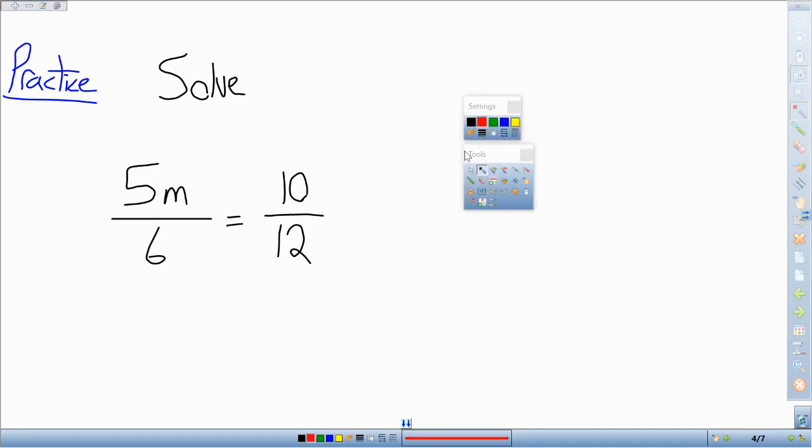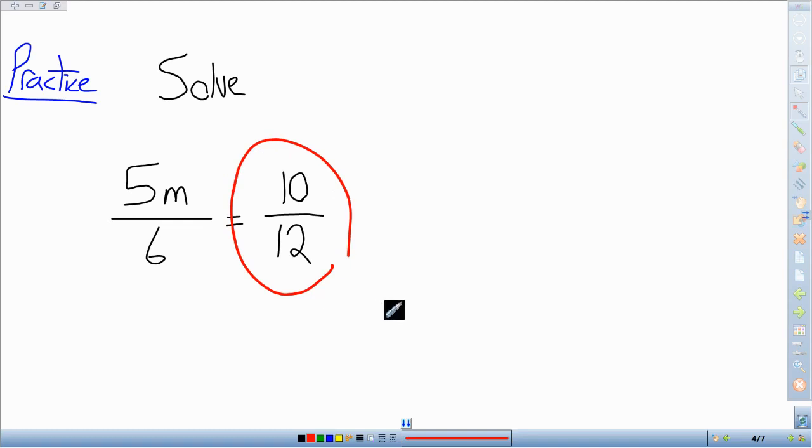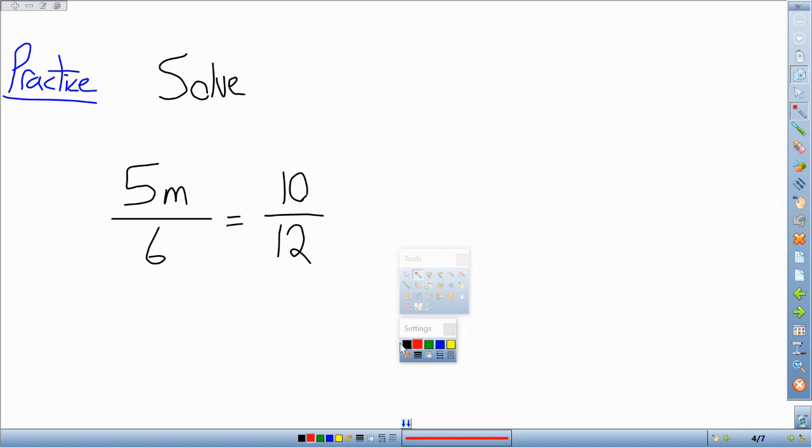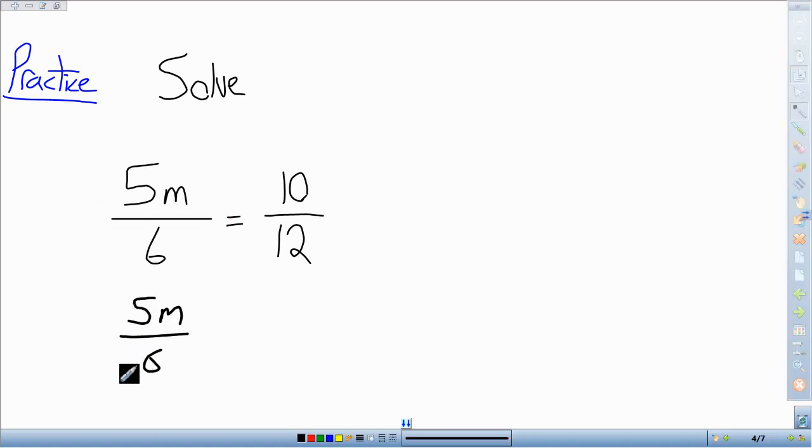All right, so unlike the last problem, this ratio that has the variable doesn't look like I can reduce that, but hopefully you noticed 10 over 12 can reduce. It looks like at the very least a 2 goes into both of those, right? They're both even numbers. So let's rewrite this, 5m over 6. Over on the right, yeah, 2 looks like it's the biggest number. It goes into 10 5 times, and it goes into 12 6 times.